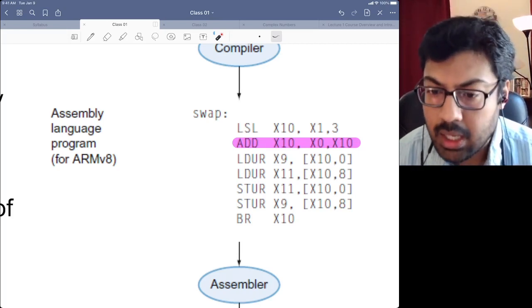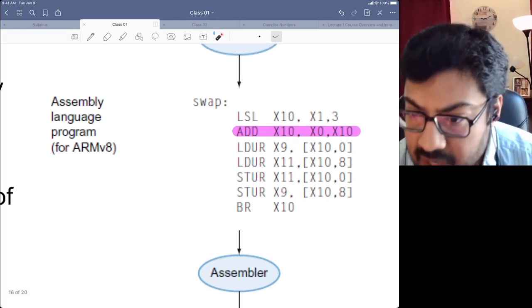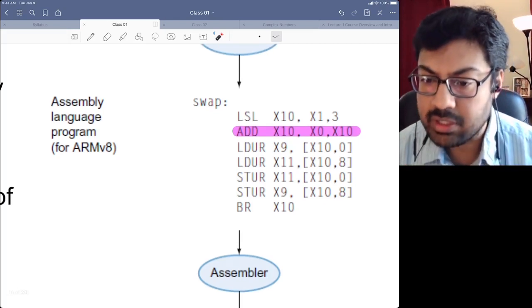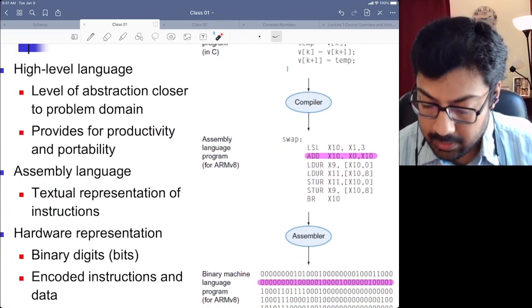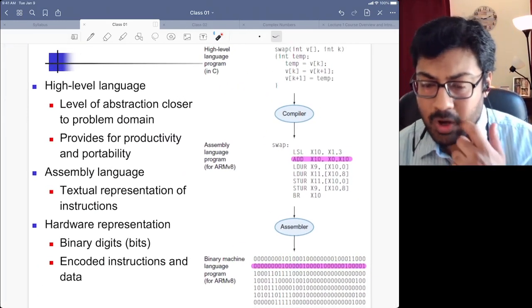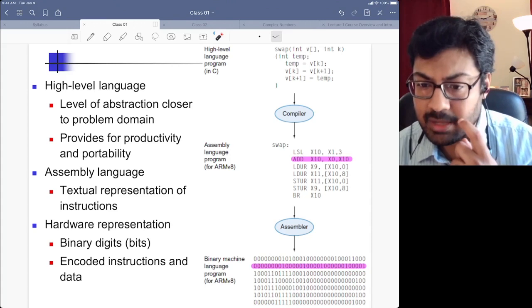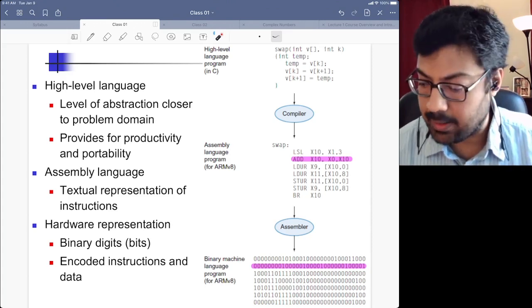Wait a second, is this architecture for learning, or is it actually used in the industry? I've never heard of it. Okay, so ARM v8 or MIPS, it is just for learning. MIPS, yeah, it is just for learning.